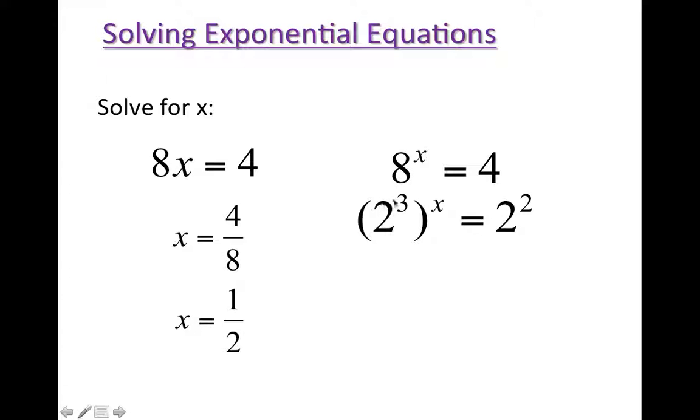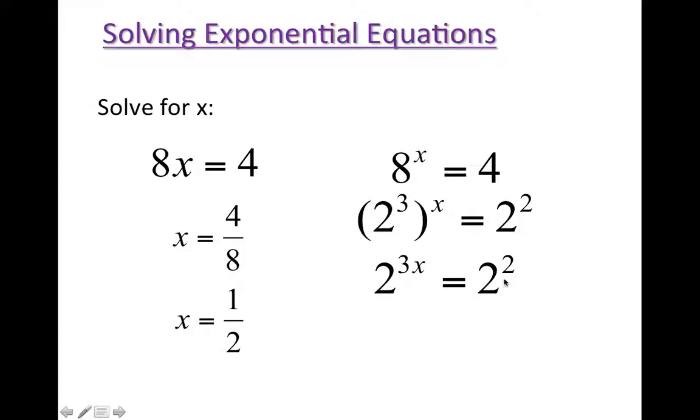So that 8 has been replaced by 2 cubed to the power x. 4 is actually 2 squared. So there it is. So now we have this. We have the same base. That means we can really move forward with it. Now, this rule here tells us we're going to multiply those exponents. So we're going to get 2 to the 3x equals 2 squared.